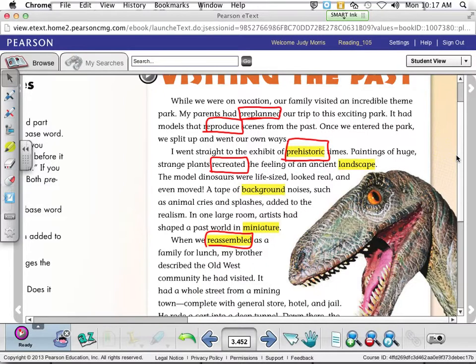History. So what do you think prehistoric means? I went straight to the exhibit of prehistoric times. So it says pre meaning before, historic times. Megan? Right, before times were kept, or before like documentation of times. So prehistoric means before that time frame.